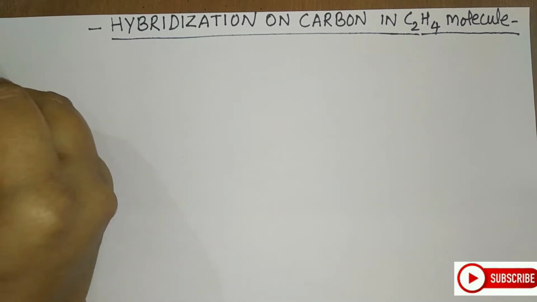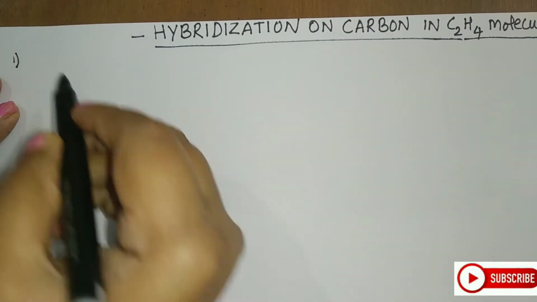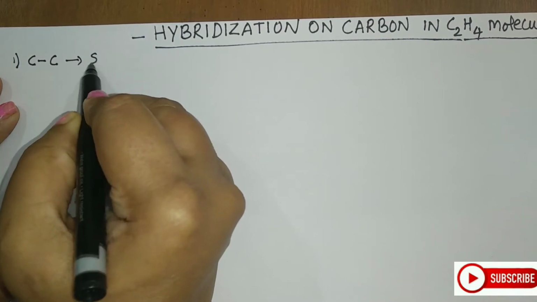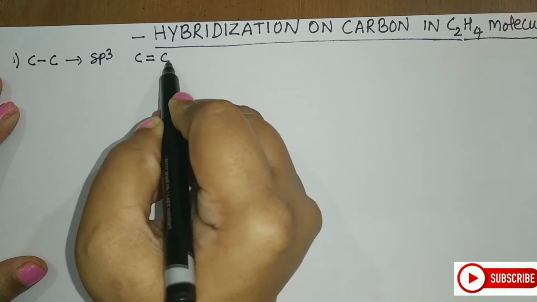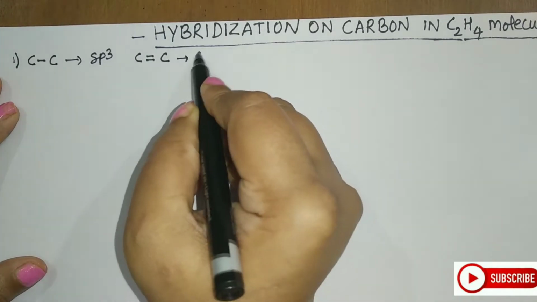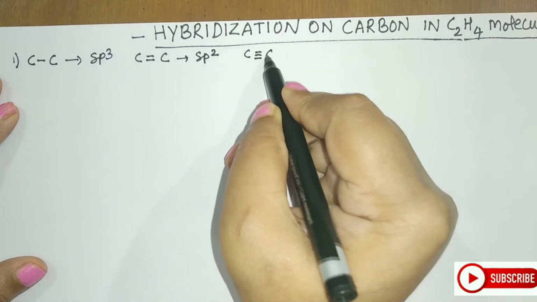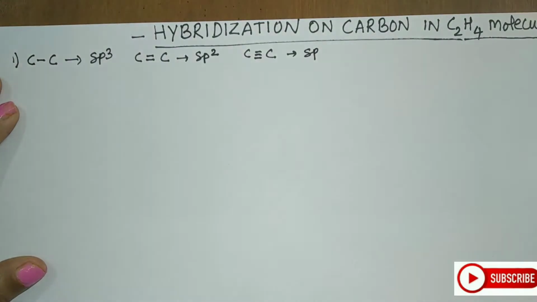Hello students, here we are going to see the hybridization on carbon in C2H4 molecule. Now, it is very important to know that for carbon compounds, when there is a carbon to carbon single bond, then the carbon will undergo sp3 hybridization. When there is a double bond between carbon to carbon, then carbon will undergo sp2 hybridization. And when there is a triple bond between carbon to carbon, then carbon will undergo sp hybridization.